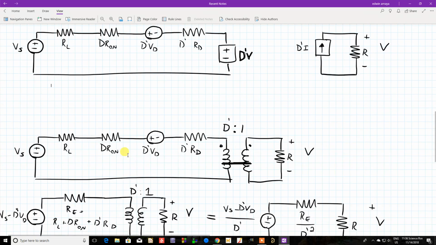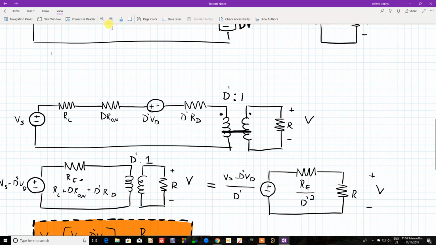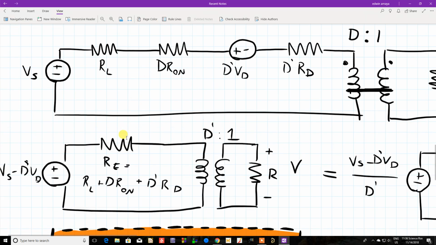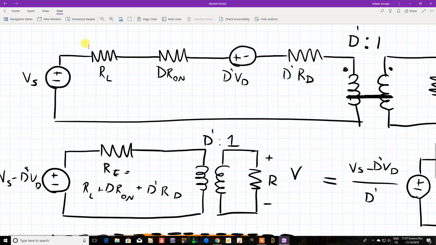So if we want to make life simpler for ourselves, first we're going to combine some of these things. Since this is a voltage drop and here's our voltage source, we can combine those and put the voltage source minus that voltage drop, which is D prime of Vd. So that becomes our new source. And these are all series resistors, so we can just add them up. We're going to have an equivalent resistance of RL plus D Ron plus D prime RD. There's nothing to simplify on this side, so then you have this.